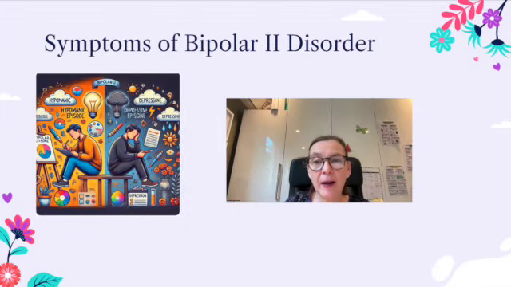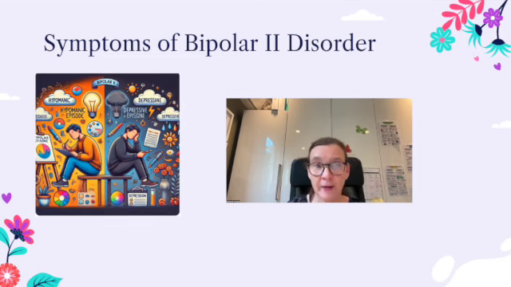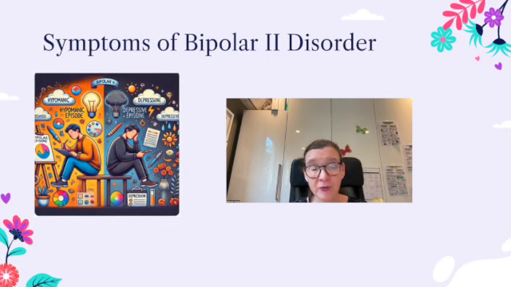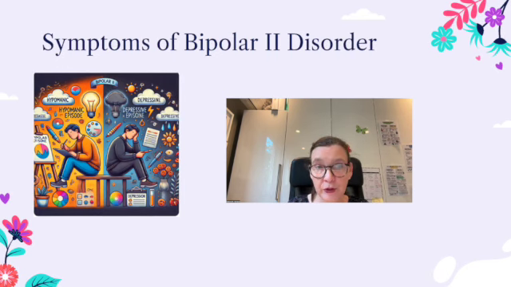Now we're going to talk about bipolar 2 disorder. This is a mental health condition that involves episodes of both hypomania and major depression. Unlike bipolar 1 disorder, bipolar 2 does not include full manic episodes. Individuals instead experience hypomania, which is a milder form of mania that is less disruptive but still noticeable. So let's go through the symptoms of bipolar 2 disorder.